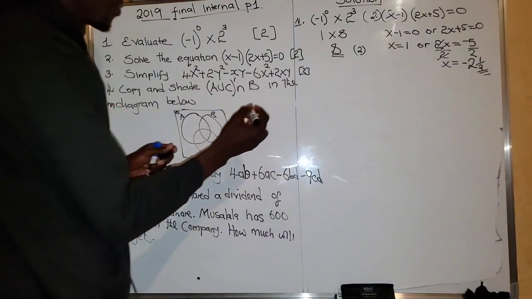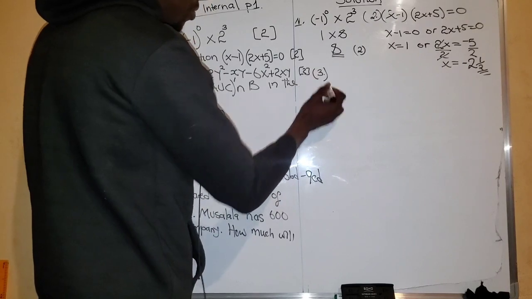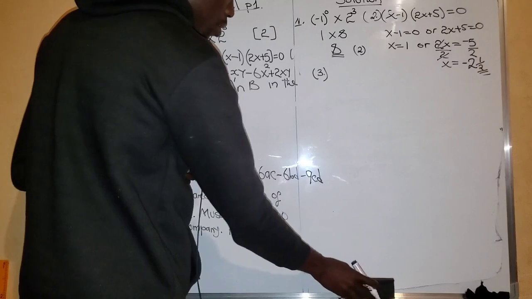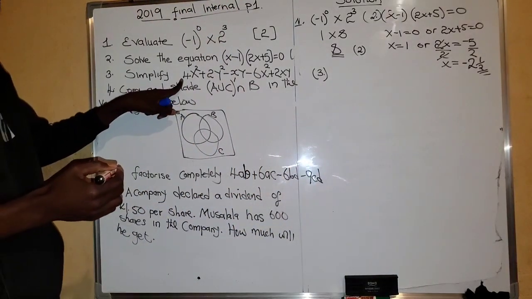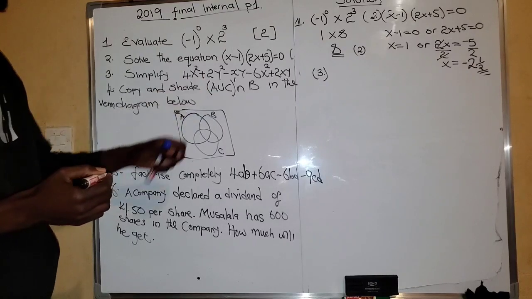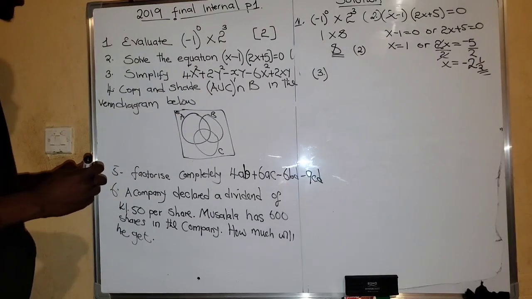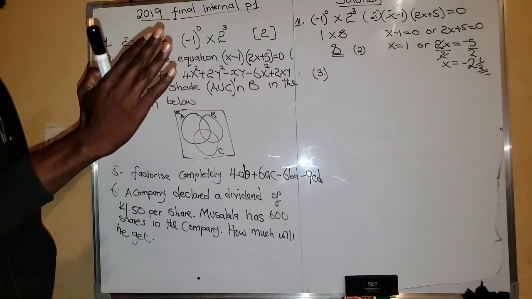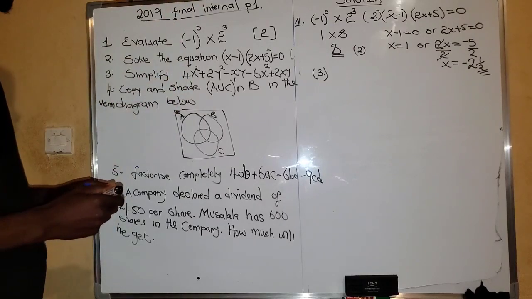Okay, number 3. Question number 3. Simplify 4x squared plus 2y squared minus xy minus 6x squared plus 2xy. Remember, the word simplify simply means to make something a bit shorter. Something that was a bit too big, then you bring it to become a bit short.